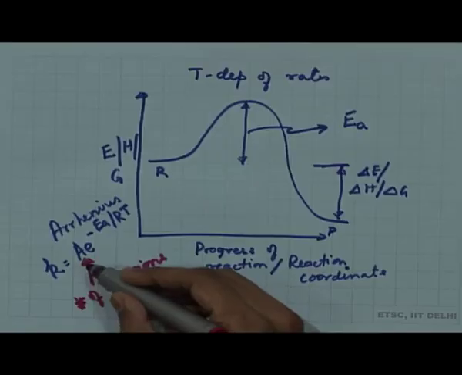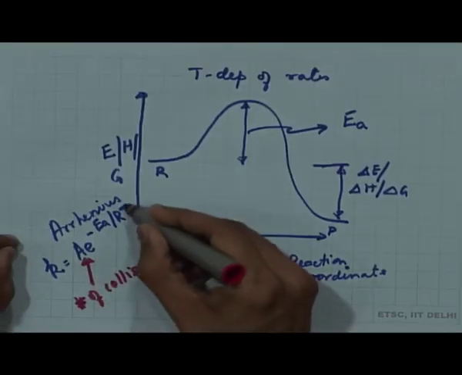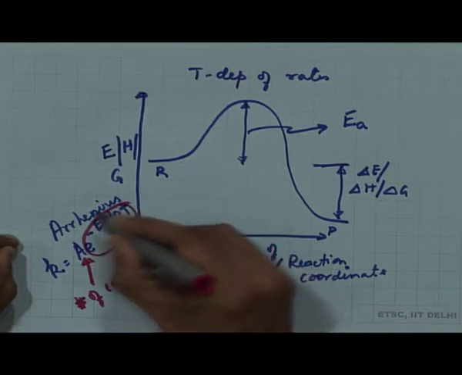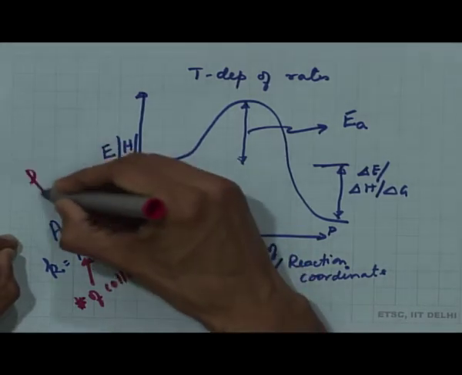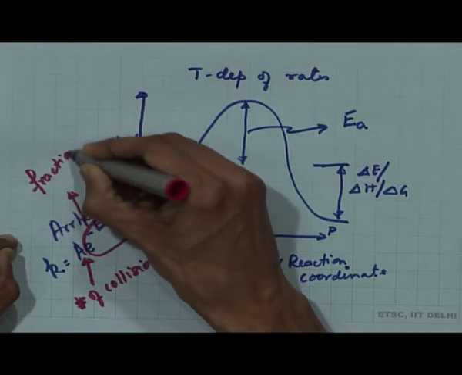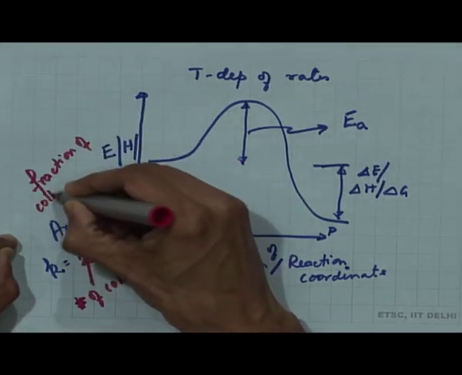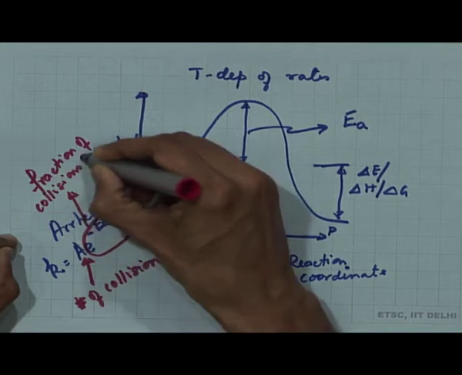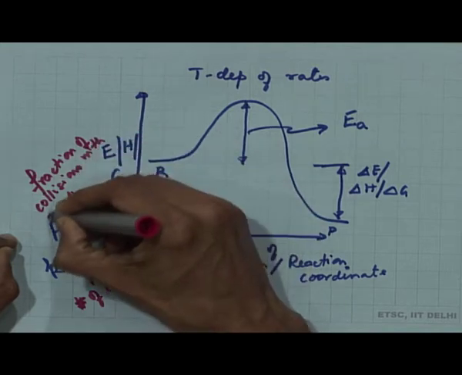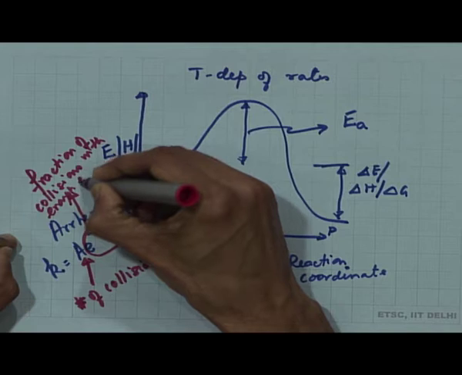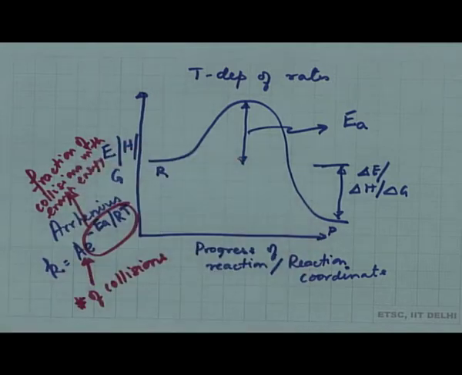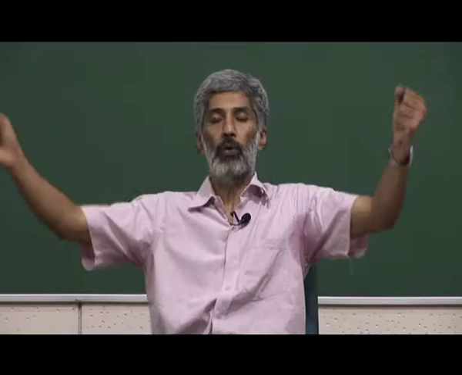And you can compute the number of collisions by looking at kinetic theory of gases or something simple like that. So, this we know we have a measure of, and this quantity here essentially gives you the fraction of molecules, fraction of collisions with enough energy. So, what does this say? This tells you that you could have collisions between molecules, lots of them.